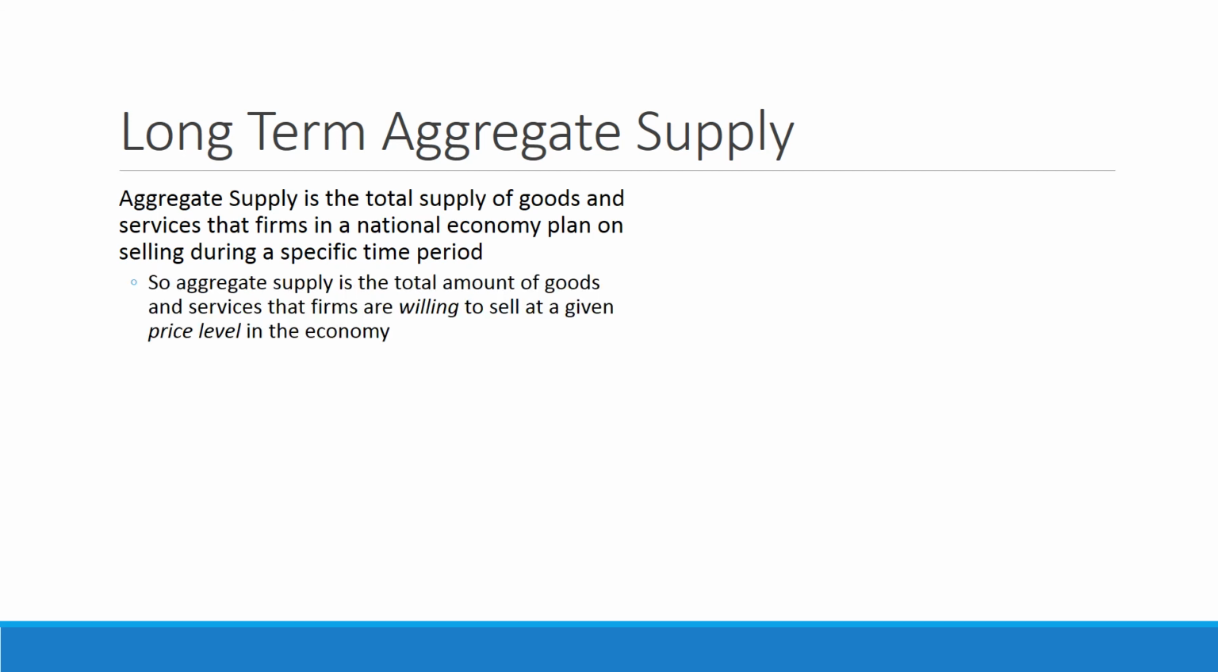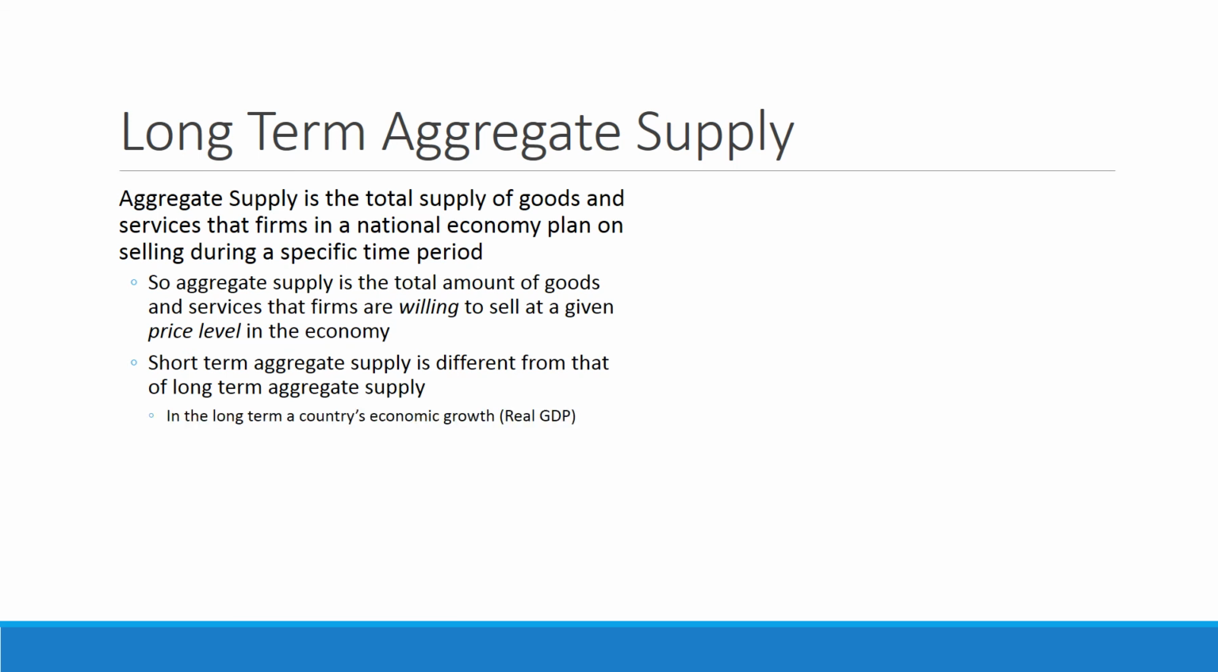aggregate output. So aggregate supply is the total amount of goods and services that firms are willing to sell at a given price level. And of course, remember, as price levels fall, they're less willing. Short-term aggregate supply is different from that of long-term aggregate supply, though. In the long term, a country's economic growth, its real GDP, depends on its supply, the factors of production.